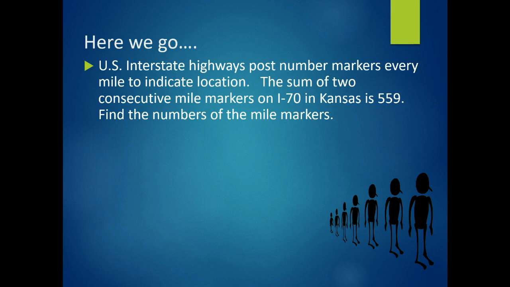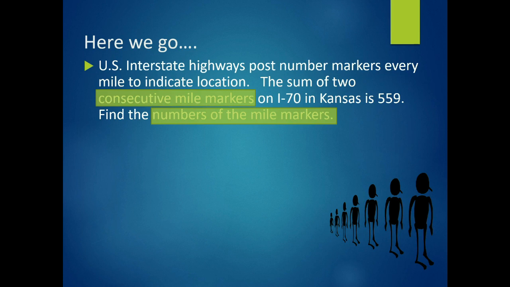The U.S. interstate highways post number markers every mile to indicate location. The sum of 2 consecutive mile markers on I-70 in Kansas is 559. Find the numbers of the mile markers. To solve this problem, we need to know what is being asked. The question is for us to determine the numbers of those mile markers. They're telling us that these mile markers are consecutive, in other words, one number after another.